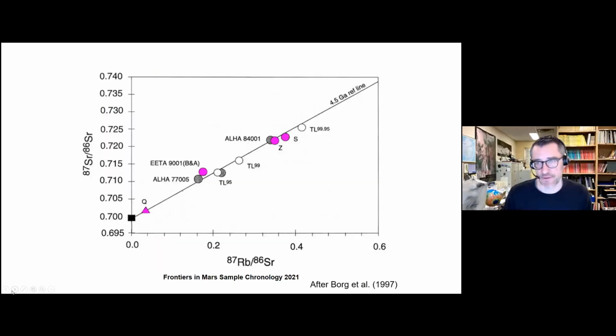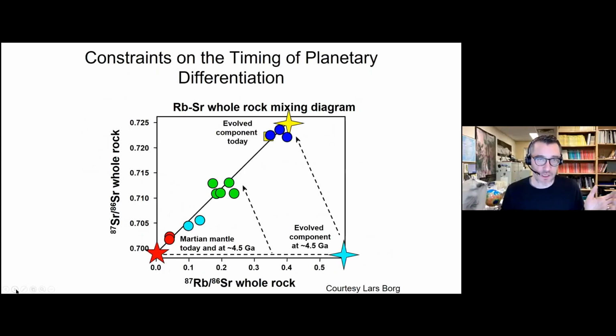But what about this 4.5 billion year reference line, and indeed any sort of old age that we get from this? Well, this can be explained through planetary differentiation. In particular, Rb-Sr can be considered in terms of whole rock mixing, and essentially the mantle of Mars or components within Mars that have been separated for 4.5 billion years.